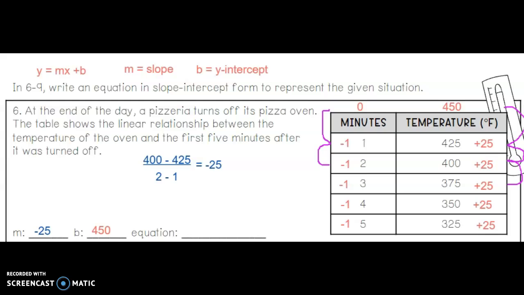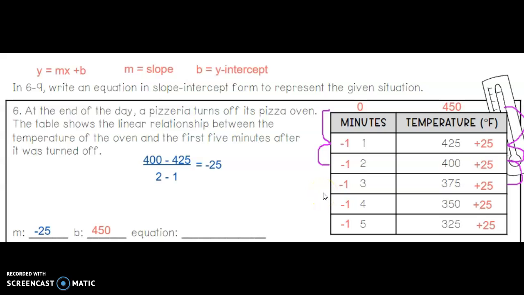This is your slope. So if we were to take our slope formula, y2 minus y1 divided by x2 minus x1, we would get a slope of negative 25 degrees. And the negative means that it is cooling 25 degrees each minute. This is our slope. So we went ahead and written this in blue for our m value.